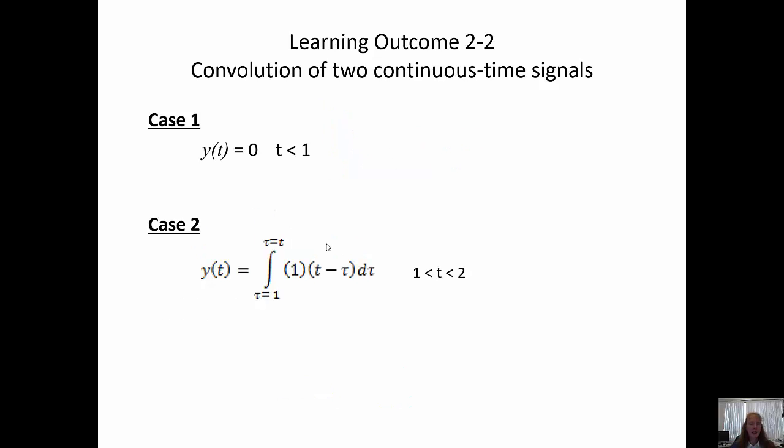When we look at our final answer to this point, we've done two cases. We want to write everything out as we're doing our work. Case 1, our y of t is 0. This is valid when t is less than 1. And case 2 is this integral, which you can also evaluate and put in the evaluated value. This is valid for 1 less than t less than 2.